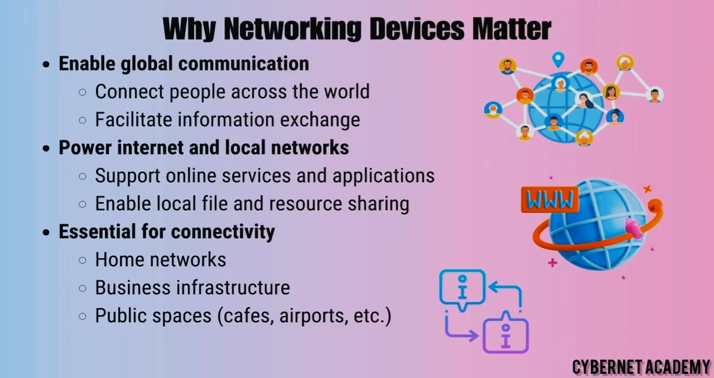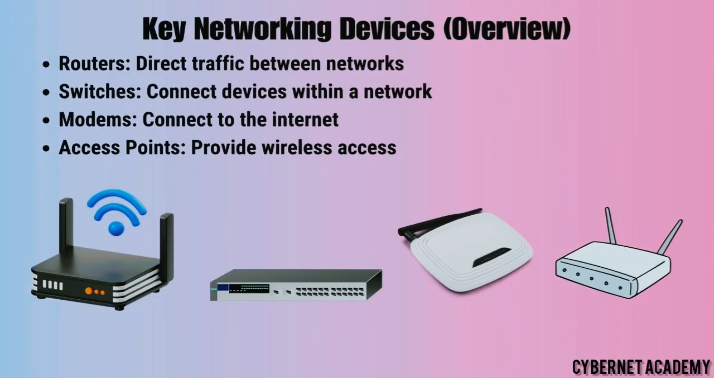Now let's meet our main characters. We have 4 key networking devices. Routers. Think of these as the traffic cops of the internet. Switches. These are like the sorting offices in our postal analogy. Modems. These are the translators between your home network and the internet. Access points. These are like wireless megaphones, broadcasting internet to your devices.